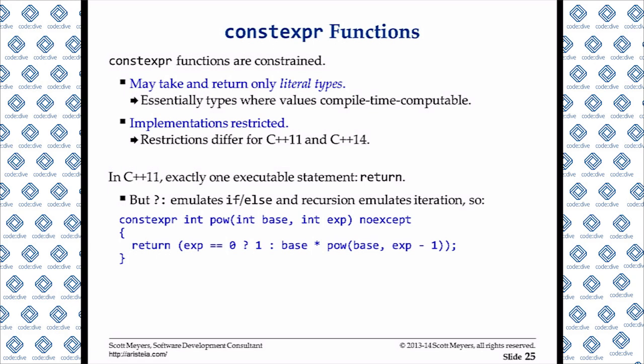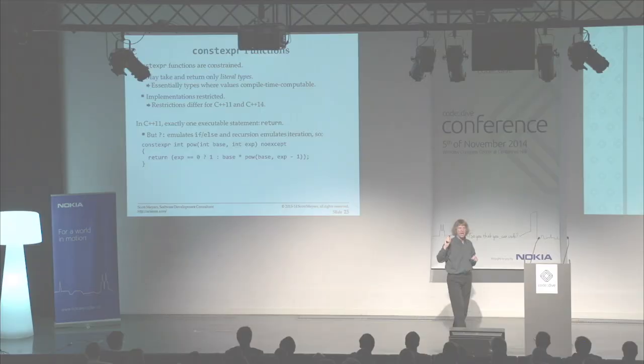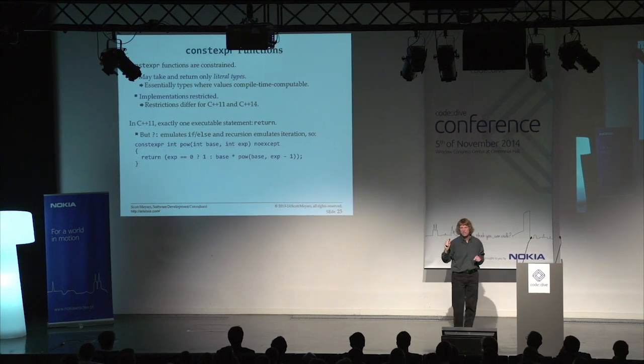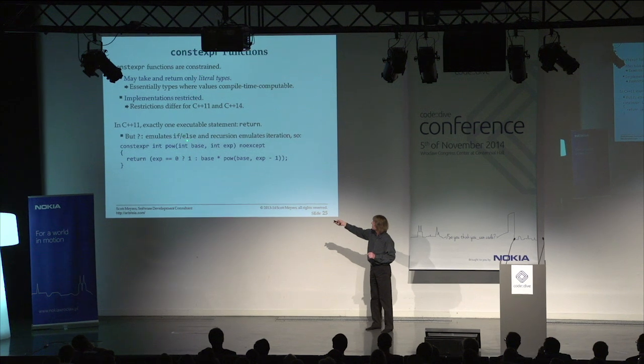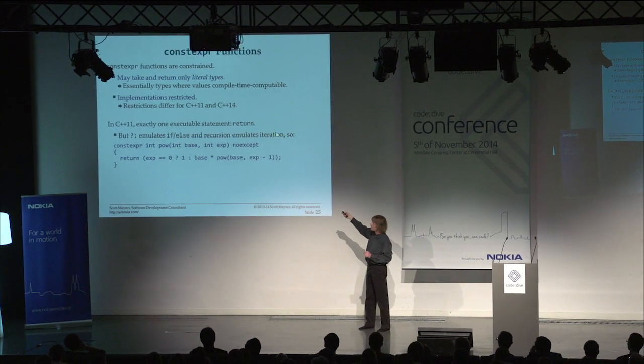We'll start with C++11 because those compilers are more commonly available right now. The first thing is, there is a very simple constraint on the implementation of a constexpr function. It has one executable statement, which must be a return. And it took C++ programmers about 12 nanoseconds to go, well, that's okay, because I can use ?: instead of an if-else, and I can use recursion to eliminate iteration.